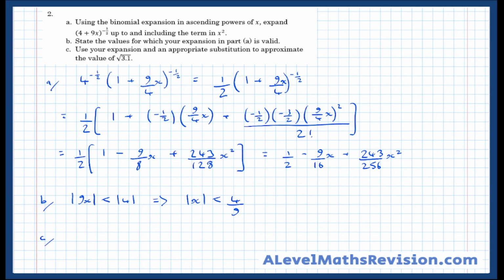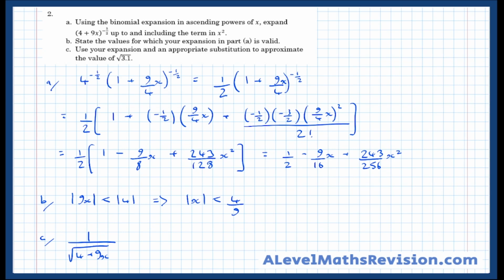Then part C, use your expansion and an appropriate substitution to evaluate the value of square root of 3.1. So we've got to look at our original expression here and think what x value can we sub in to make 3.1 appear inside the bracket. So what I'm going to do, I'm going to write 4 plus 9x to the minus a half, but in a different form just to put some perspective on this. So actually that means the reciprocal of, that's a negative power, the square root of 4 plus 9x.